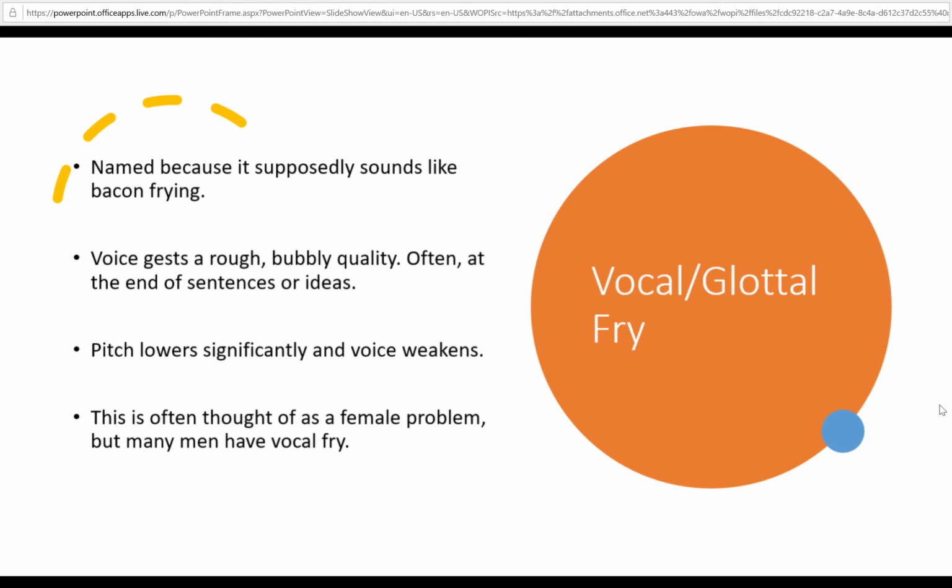So I will show a video of this. It was kind of interesting when I was looking for different videos to show. There was a huge tendency where it was thought mostly to be an effect of a female's vocal quality. But men and women, the only real difference between their vocal folds and vocal cords is the size of them, and so quality isn't really affected. Men are just as likely to have vocal fry as women.